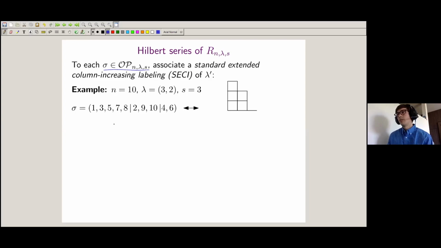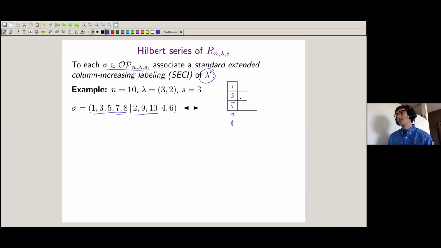So given one of these ordered set partitions, we'll turn it into a labeling. We'll associate to it a standard extended column increasing labeling of the conjugate partition. So in the example that n equals 10 and lambda is 3, 2 with 3 columns, 3 blocks, take the first block and use it to label the first column, increasing down that column. So I'll take the 1, the 3, and the 5, except I have these two numbers left over. I'll just allow them to spill out underneath.